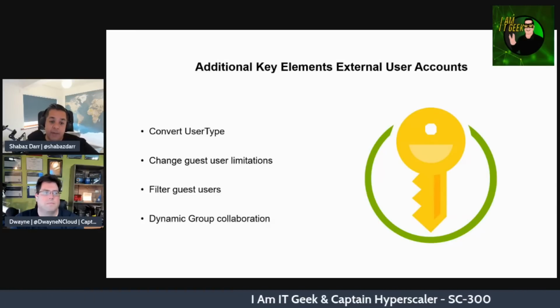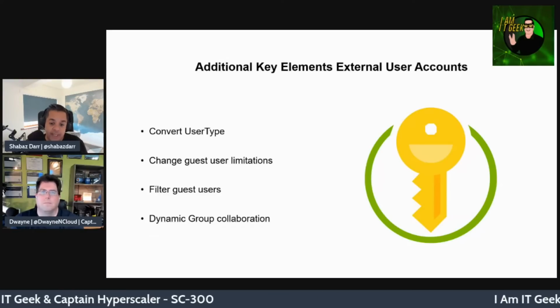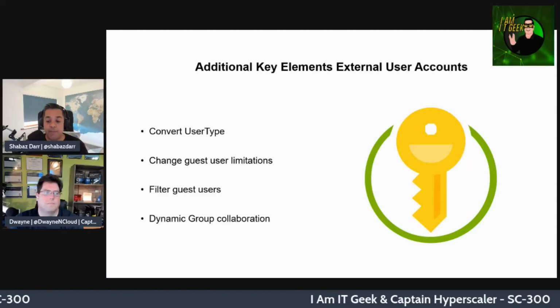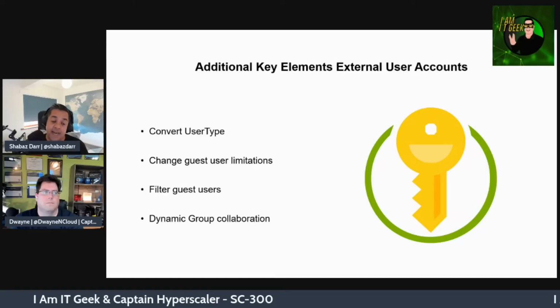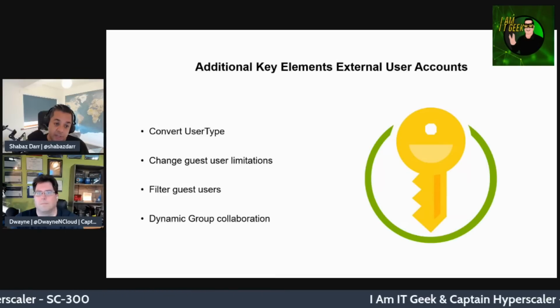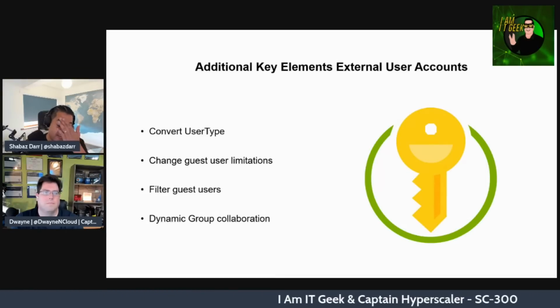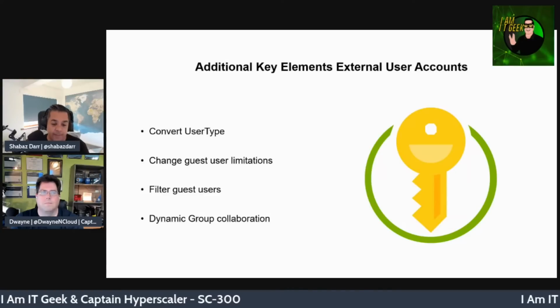The last key element I wanted to touch on was dynamic group collaboration. Dwayne obviously showed dynamic groups earlier. Dynamic configuration of security group membership in Azure AD is available through the Azure portal, as we saw. They can set those rules and do dynamic group collaboration for guests as well. So it's not just members that can use dynamic groups, it's guests as well. And that helps give them access to maybe SharePoint or Teams or OneDrive.